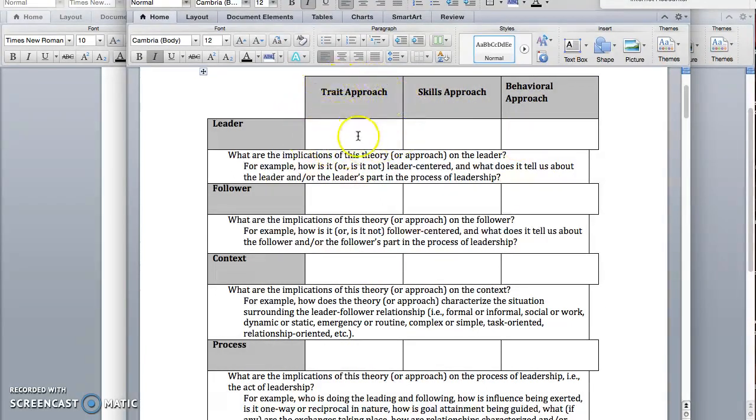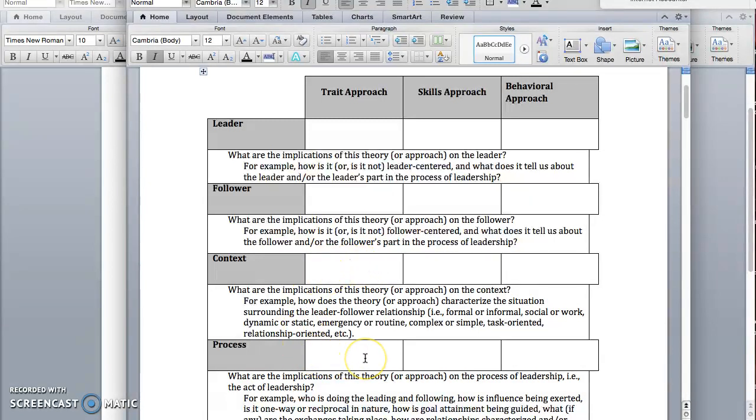But for the trait approach, it would say to the leader that you need to have certain traits, develop certain traits, and that certain traits are needed depending on the circumstance and the context. It doesn't have as much to say about the follower. The context, the trait approach would say that certain traits are more effective in some contexts than others, depending on whether that context is formal or informal, and it's good to identify what traits go with what context.